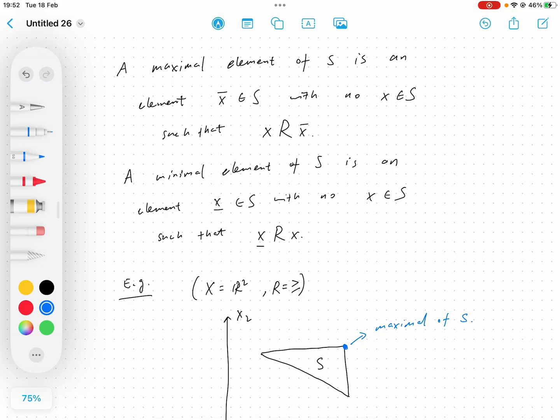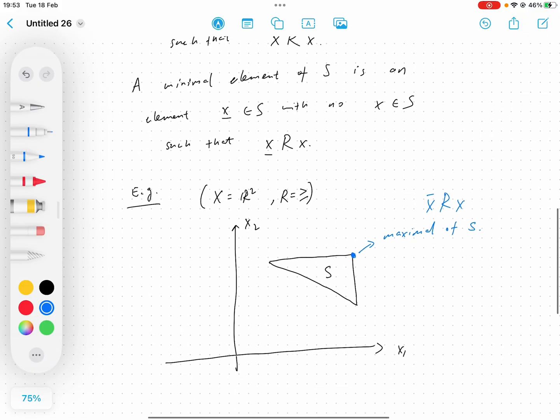Essentially, let's verify this definition. This point we can call x upper bar, and that is an element of S. That's true, and there is no other x such that the other x is greater than or equal to this x upper bar. We can compare any other point in this S to this point, and you can see that it has a positive direction, so it has this binary relation. So we have found this maximal.